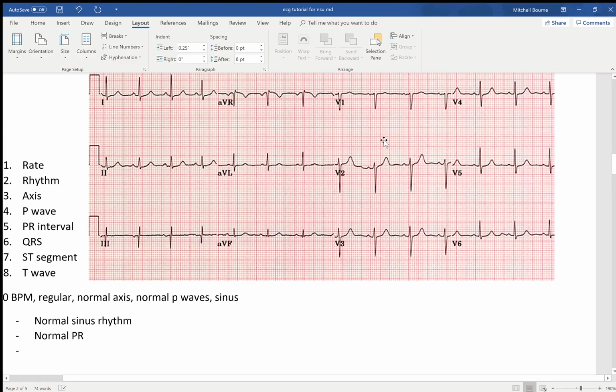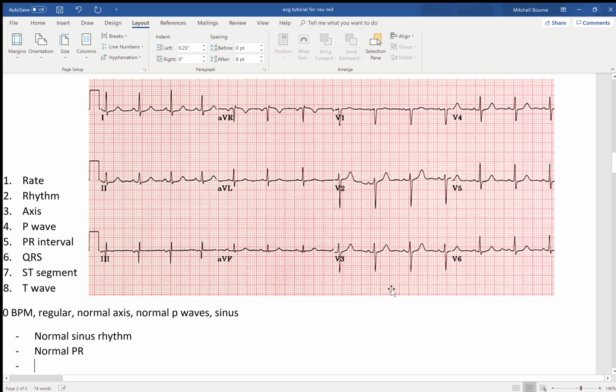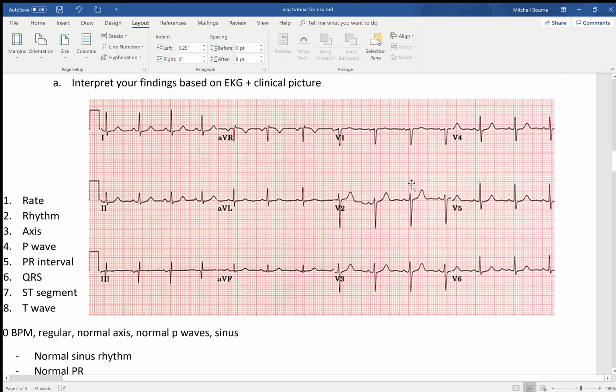Then the QRS. What are we looking at with the QRS? We want to know if it's narrow or wide. Normal, I believe, is 90 to 120 milliseconds. If it's above that, it's wide. Or sorry, if it's within that, we consider it narrow complex. It doesn't usually get much lower than 90. I know it can, but if you say narrow complex, that's what you want. So this is definitely not wide.